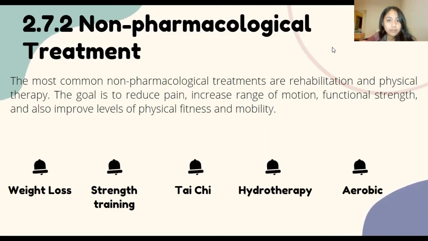Next is the rehabilitation program. A rehabilitation program is a combination of several programs such as strength training, Tai Chi, hydrotherapy or aquatic therapy, and aerobic. The most common therapy used in patients with knee osteoarthritis is strength training, because it can improve the strength of muscle and joint stability.